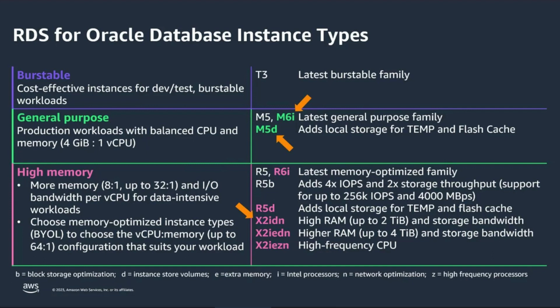RDS for Oracle also supports memory optimized X2IDN, X2IEDN, and X2IEZN instances designed to deliver fast performance for workloads that process large datasets in memory. These are big beefy boxes. These support up to 4 terabytes of RAM and 128 vCPUs. These instances provide up to 32:1 ratio of memory to vCPU. With higher memory to vCPU configuration, you can optimize on licensing cost. On the next slide, we will look into new features for data movement for Amazon RDS Oracle.